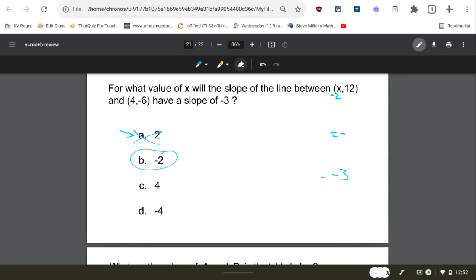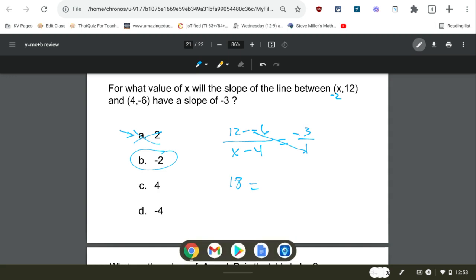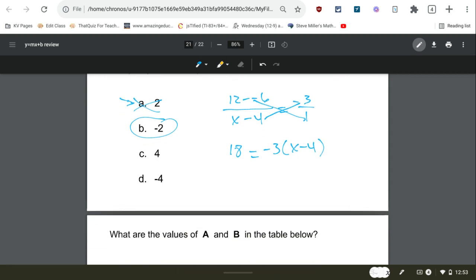The other way is to set up an equation. We'll just leave it in general form here. 12 minus -6 over x minus 4, and we want this to be equal to -3 over 1. To solve this, we would cross multiply. So this is 18 times 1, which is just 18. And then we would have to do -3 times this whole thing. We'd have to distribute the -3.